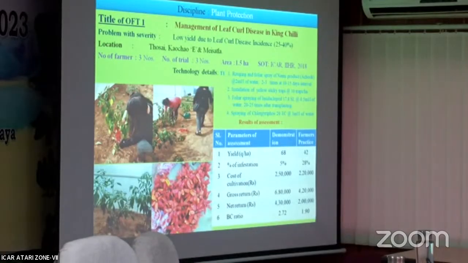The first OFT is on management of liver disease in King Chilli. So 3 trials were conducted at Halside, O2 East and Mesapla villages. And as we can see here, the yield under demo and check is 68 quintals per hectare as against 42 quintals per hectare in farmers practice. And BC ratio 2.72 in demo and 1.90 in check.